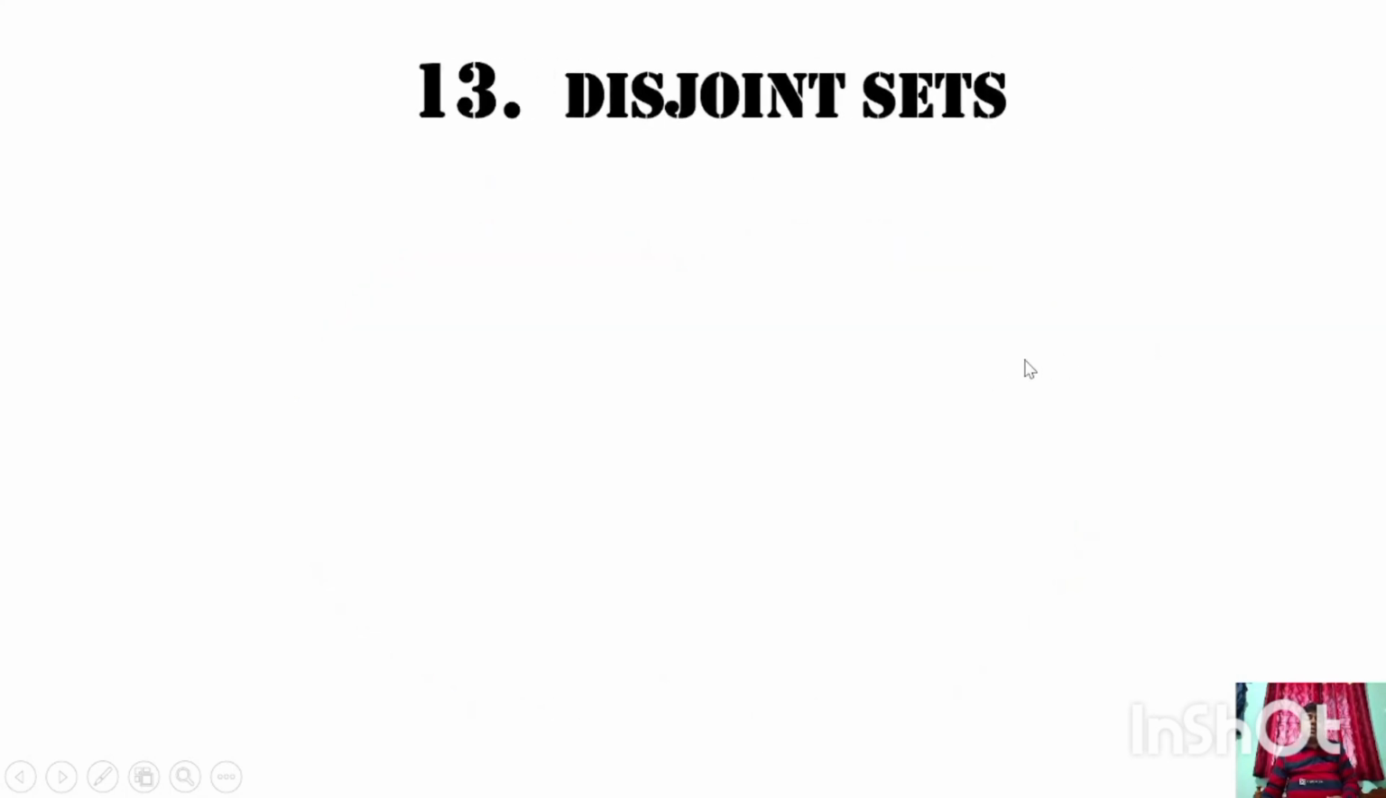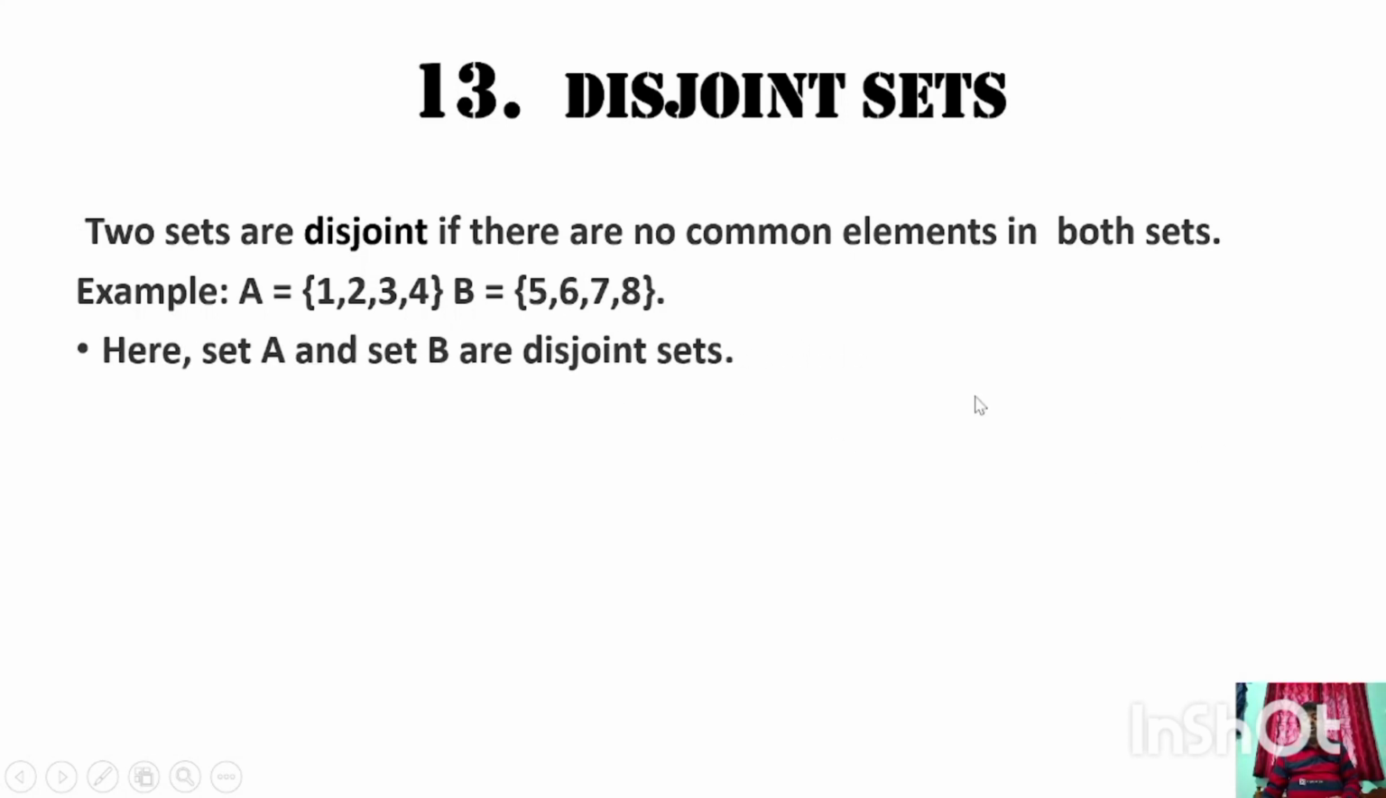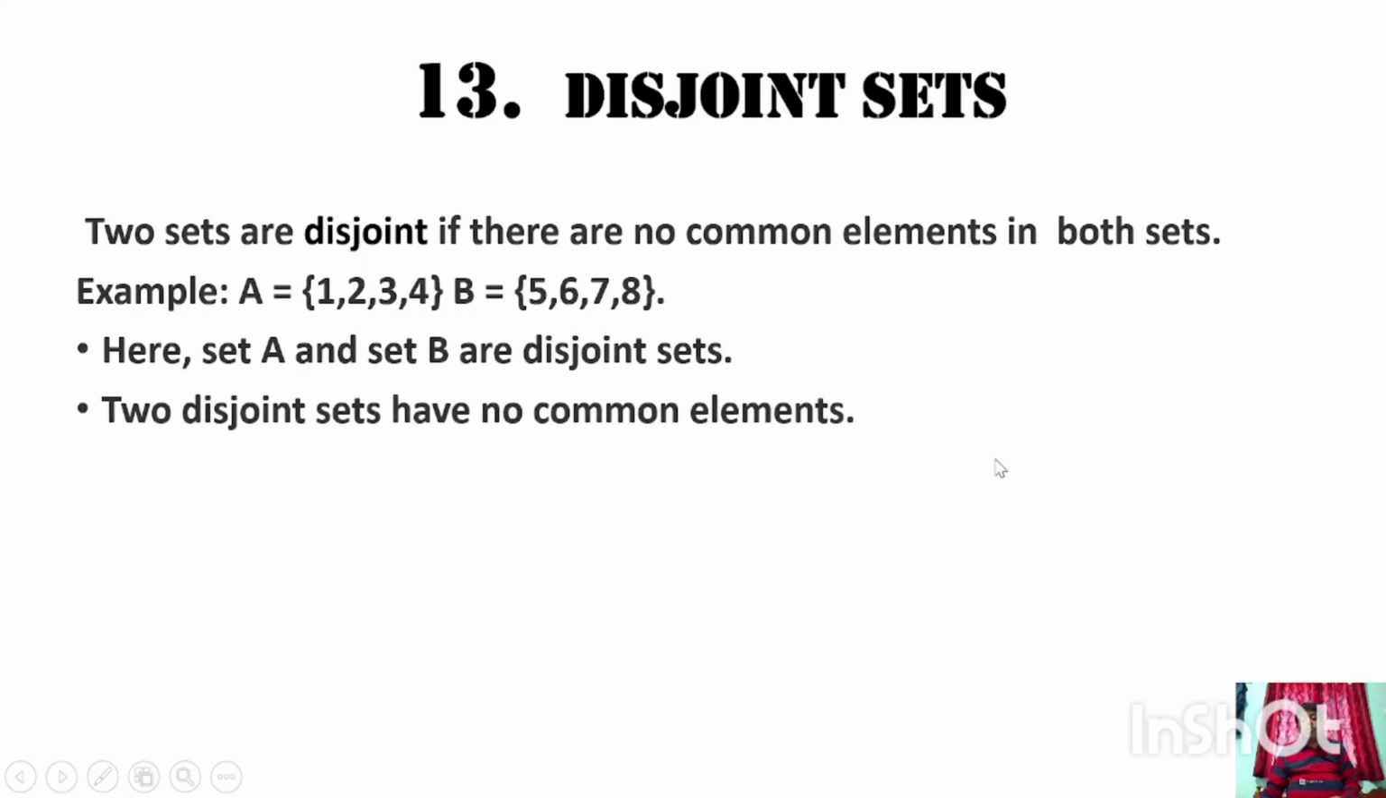Disjoint sets, non-overlapping sets. Two sets are said to be disjoint sets if there are no common elements in both the sets. For example, the set A is 1, 2, 3, 4 and the set B is equal to 5, 6, 7, 8. Is there any common element? No element in the set A is in B and no element in the set B is in A. So both the sets are said to be disjoint sets and non-overlapping sets. Two disjoint sets have no common element, no doubt.